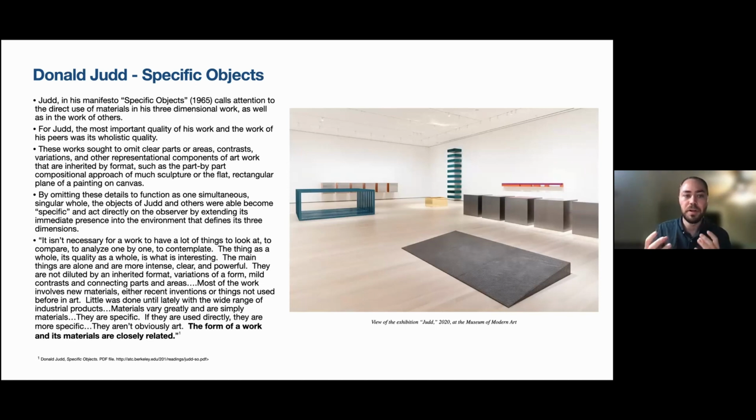So this might be the part-by-part compositional approach to much of sculpture, or the flat rectangular plane of painting on a canvas that seems inescapable from the art form. By omitting these details to function as one simultaneous singular whole, the objects of Judd and others were able to become specific and act directly on the observer by extending their immediate presence into the environment that defines their three dimensions. And then there's a longer quote here where Judd expands upon these ideas in his manifesto. The more important part being this idea that the form of a work and its materials are obviously closely related.